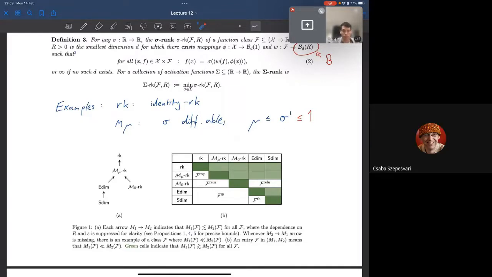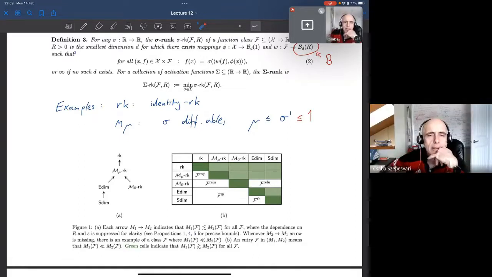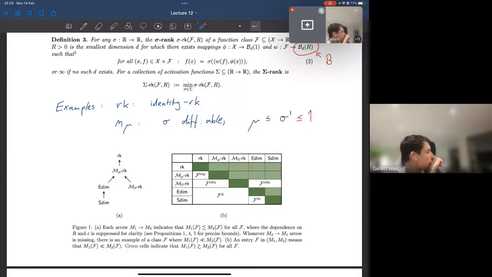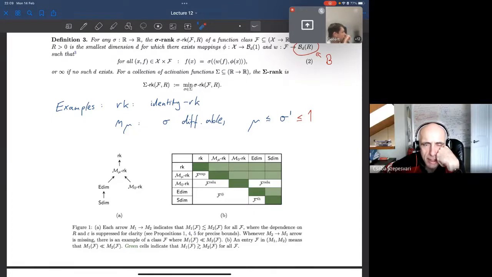I do have a quick question here with ReLU. How big is the difference between the M0 rank, it seems, and the ReLU dimension? There is the F ReLU there. Maybe that's an interesting case. So M0 rank, maybe we can think about what's the M0 rank of the ReLU function? I think it's D, right? Because you can trivially represent things. And then for the ReLU dimension, maybe we can think about how big the ReLU dimension is for a ReLU class.